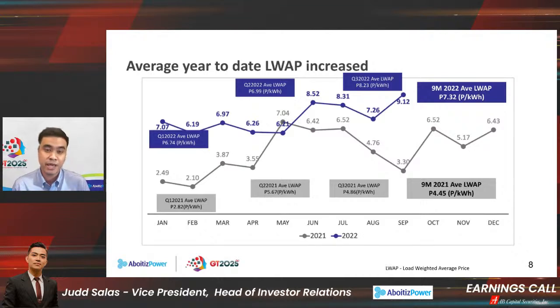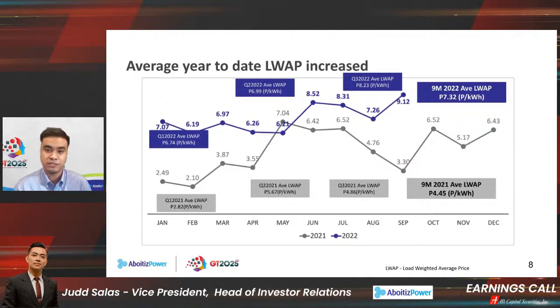Okay, the tight supply and demand situation this year reflects in the prices in the wholesale electricity spot market or WESM. The WESM, for those of you who do not know, is the venue for trading electricity as a commodity in the Philippines. The average year-to-date load-weighted average price, or LWAP, was 7 pesos and 32 centavos per kilowatt hour, which is 65% higher compared to the same period in 2021.